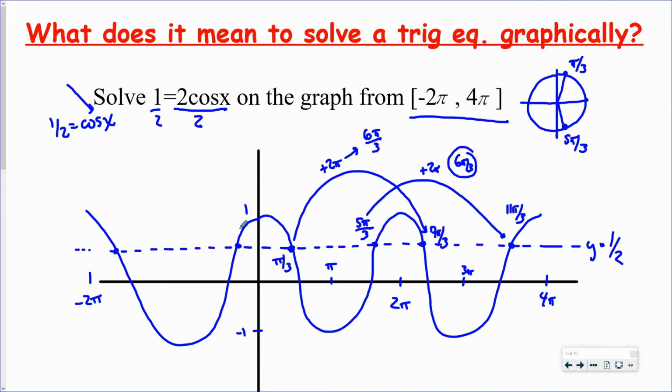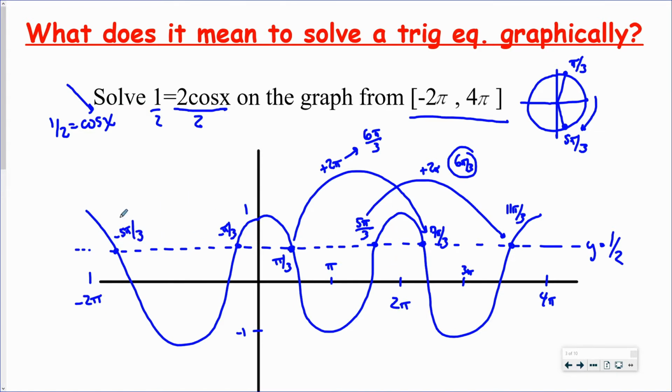As far as the negative values, well, you're just spinning in the opposite direction on the unit circle. So for negative, you're going clockwise. So this would be negative pi over 3, and this would be negative 5 pi over 3. So there you have it.